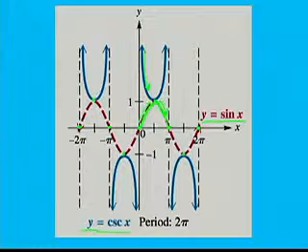Notice that it will have a period of 2 pi, as does the sine curve, and that it does not have an amplitude, because amplitude is defined to be half of the distance between the max and min point, and of course there's no max or min for the cosecant curve. So now let's take a look at the secant curve, and we're going to use y equals cosine x as our guide function for the secant of x.